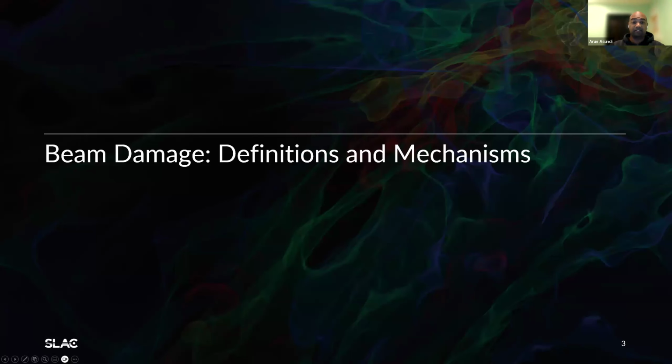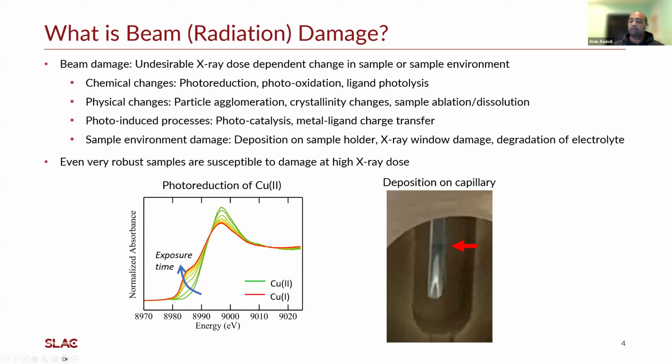So I'll start with the definitions and mechanisms of beam damage. We define beam damage or radiation damage as any undesirable X-ray dose-dependent change in the sample or sample environment. This can take many forms. The sample can undergo chemical changes. One of the most common is photoreduction.